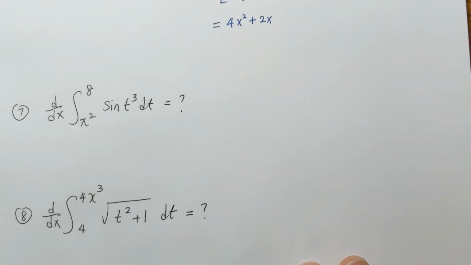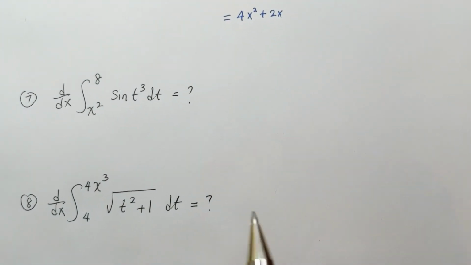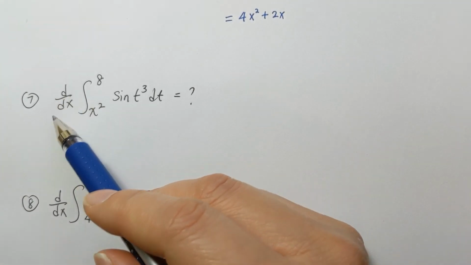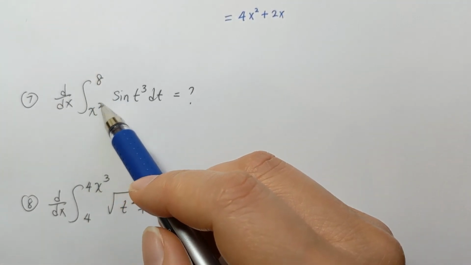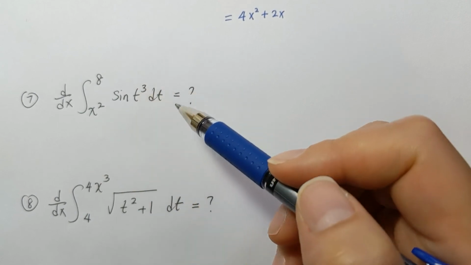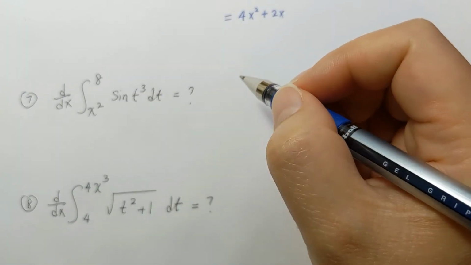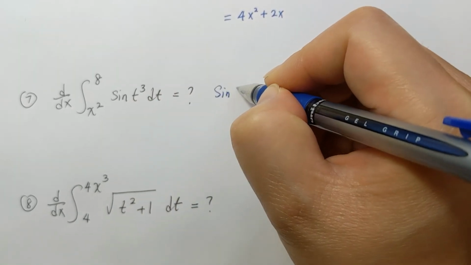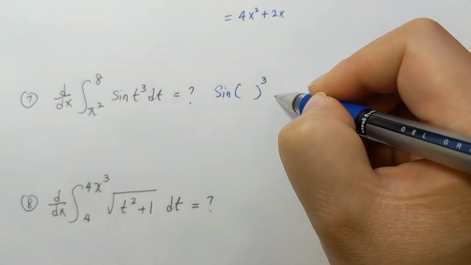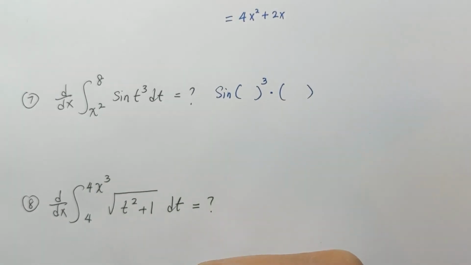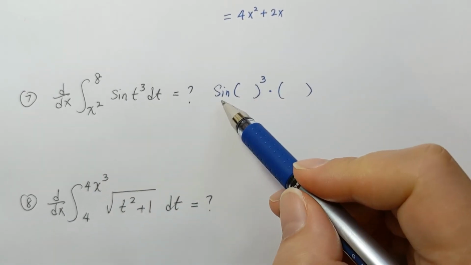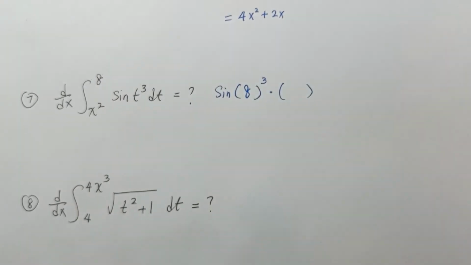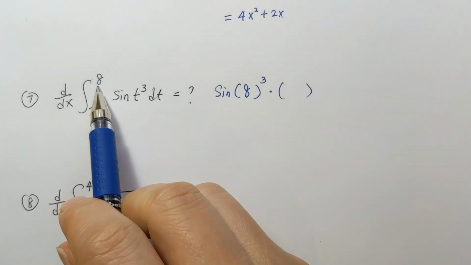Okay, let's take a look at the homework question that we've done before. Let's take a look at number 7. So I asked you to find the d/dx of the integral from x squared to a of sine t cubed dt. So how do we do this one? We do sine parentheses cubed and times parentheses. So we're going to get ready to substitute a into t. And then the derivative of a is 0.